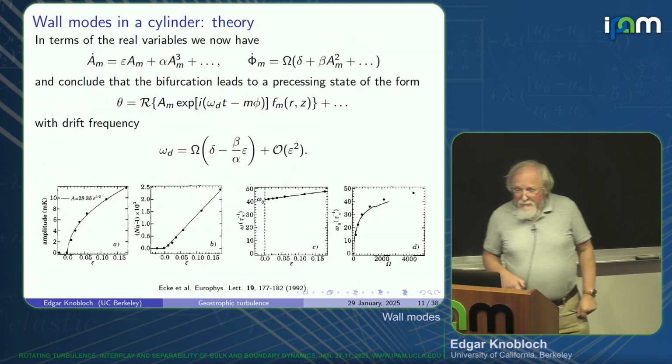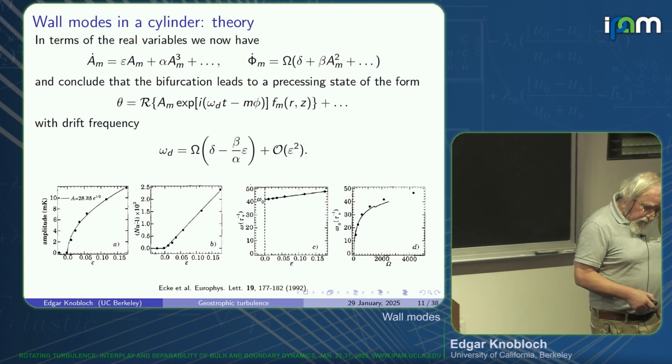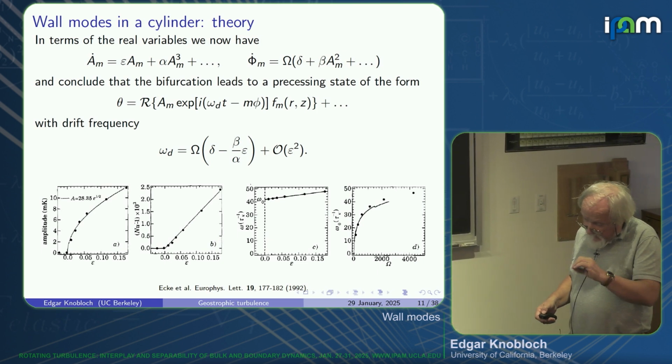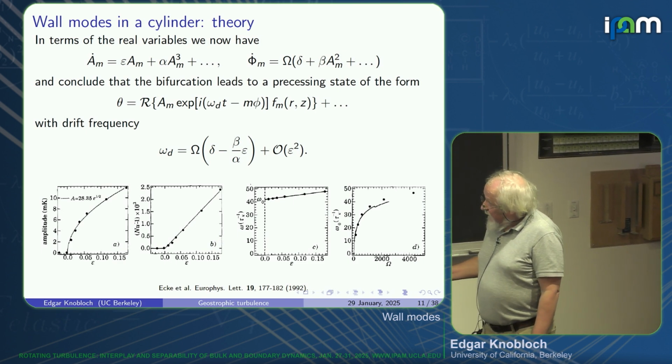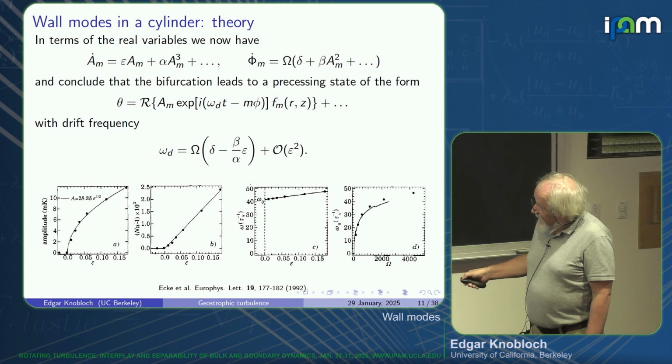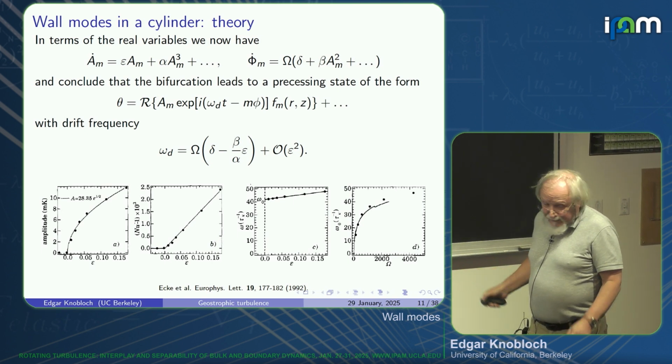So that all follows immediately from this kind of argument. And then if you decide to write things again in terms of the real and imaginary parts of that equation, you see that the real part gives you, again, this kind of pitchfork bifurcation. But now phi dot is not zero.